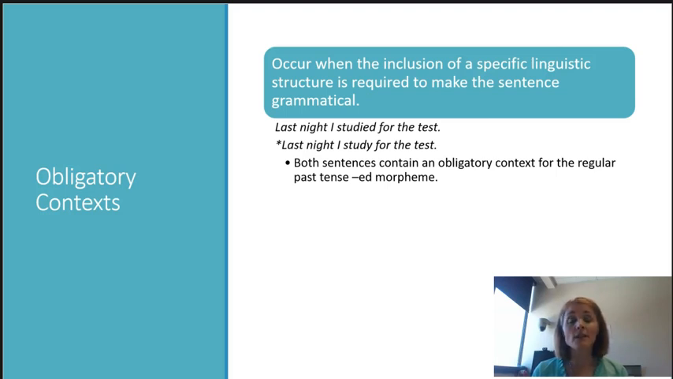In the first sentence it was included, and then in the second sentence it was not included, but should have been. And then that asterisk at the front of the sentence denotes that that is an ungrammatical sentence.